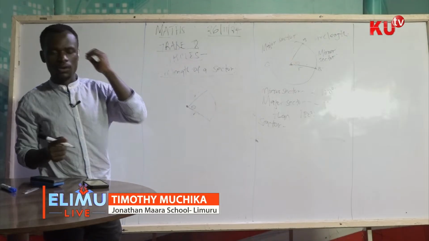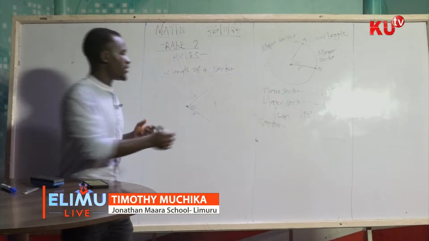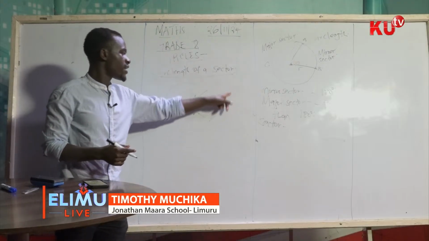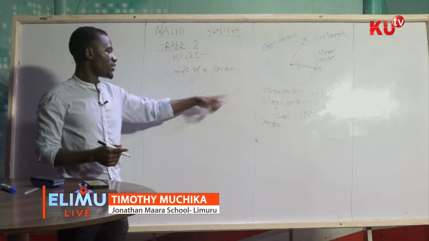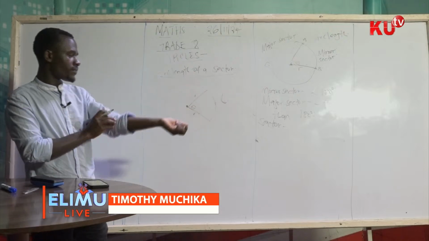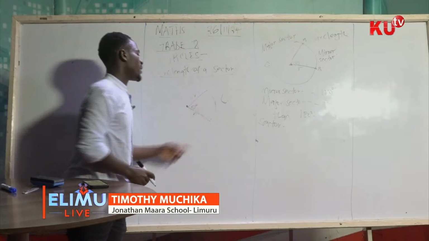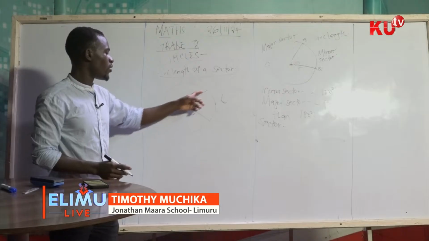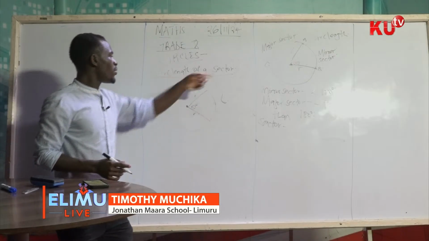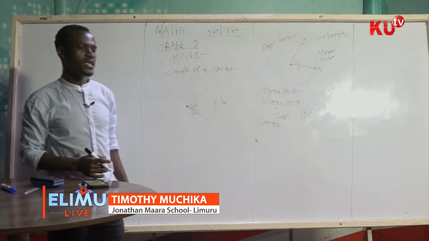And I want you to note that arc length is denoted by a small l. So in mathematics, arc length is denoted by a small l, and then we have r for radius and theta for the angle that has been subtended by the arc or the sector to the center of the circle. So how do we find an arc length? How was the formula derived?